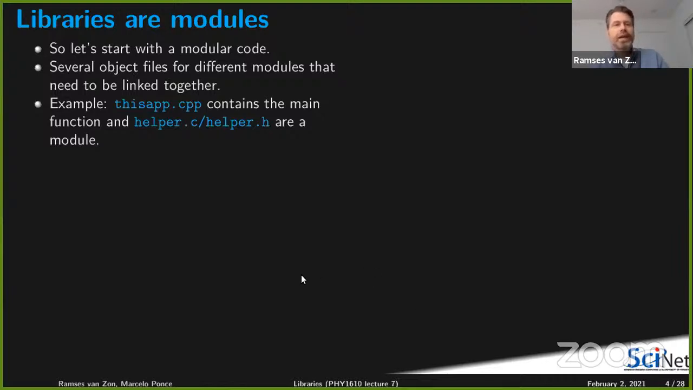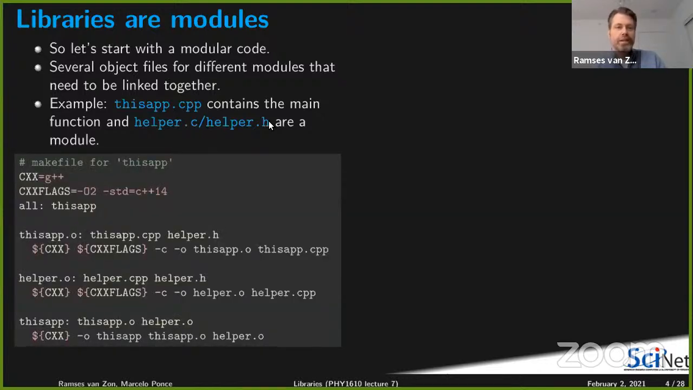So suppose we have a fictitious application called thisapp.cpp, and it has a module called helper that has a .cpp file and a helper header. So it has the header file, the interface, and the implementation. And so its makefile is going to look something like this.